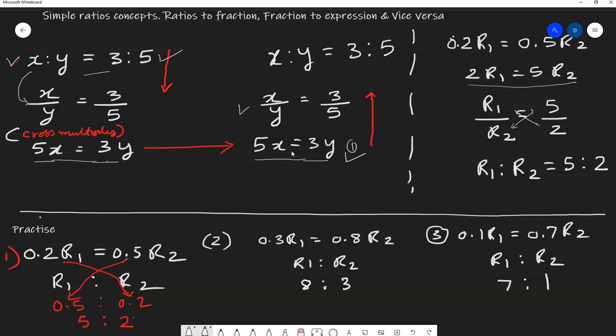Work out one more example. 0.3 R1 is equal to 0.8 R2. Now R1 is to R2 is equal to, this will go on this side and this will go on this side. I have removed the decimals, so 8 is to 3. One more, 0.1 R1 is equal to 0.7 R2. Again, take this to get R1 is to R2. Just take whatever number you got against R2 into R1. So this is 7 is to 1.